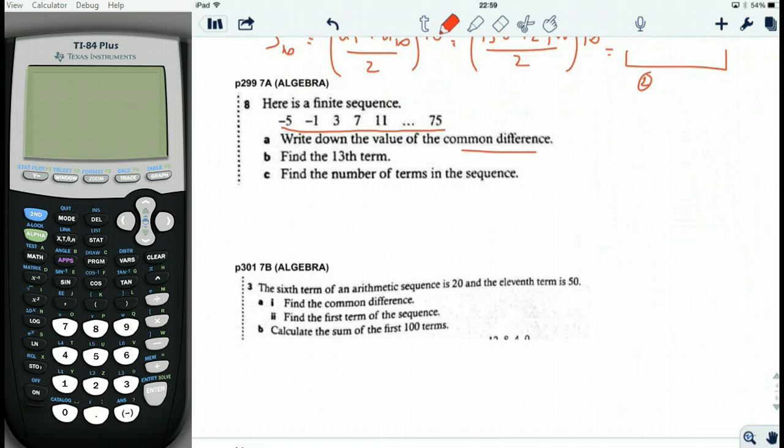Just take any two of these numbers, like let's take 3 and 7. Those are an easy pair. And we can see that to go from 3 to 7, you add 4. So the common difference is going to be 4.